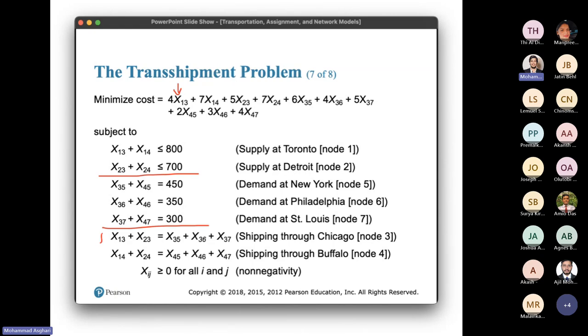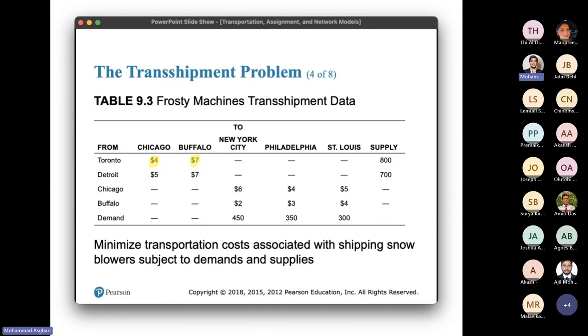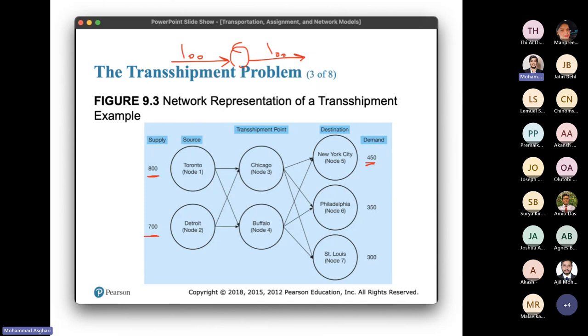And after that, this is very important. All items that reach Chicago must leave Chicago. Let me write it here. So all items reaching Chicago may have come from Toronto or Detroit. So X from node 1 to node 3, Chicago, plus from node 2, Detroit, to Chicago, node 3, must be equal to all items that leave this city: shipped from Chicago to New York, from Chicago to Philadelphia, X36 and X37, from Chicago to St. Louis.